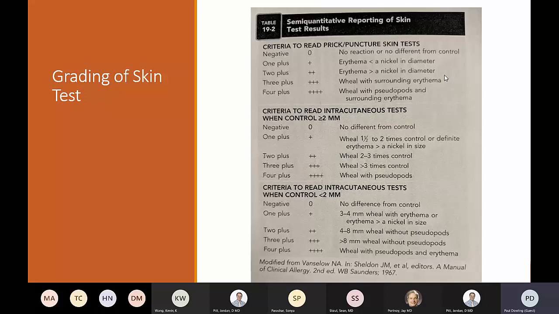Again, there's a whole variety of things out there, but historically, I think a lot of people have used 3+ as being your histamine control if you have a good histamine, and then if it's much bigger than that, it's a 4+. If it's smaller than that, it's a 2+, and if it's barely positive, then it's a 1+ sort of thing. So again, there hasn't been great consistency on that.